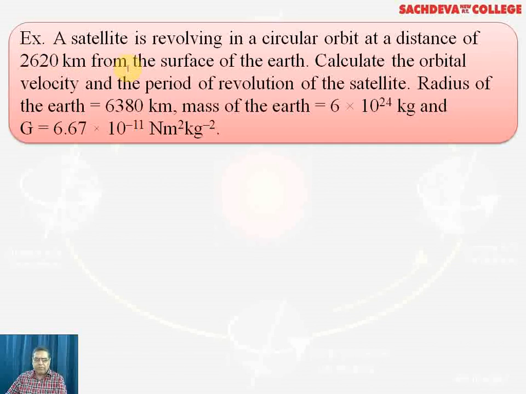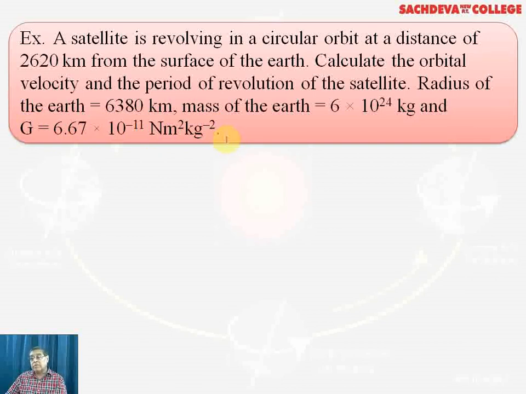Now, what we have to do is calculate the orbital velocity and the period of revolution. If we know the orbital velocity, we can calculate the time period. Radius of Earth is known to us, 6380 kilometers. Mass of Earth is given, that is 6 into 10 to the power 24 kg. And gravitational constant is 6.67 into 10 to the power minus 11 Newton meter square per kilogram square. So we have to find the orbital velocity and the period of revolution.